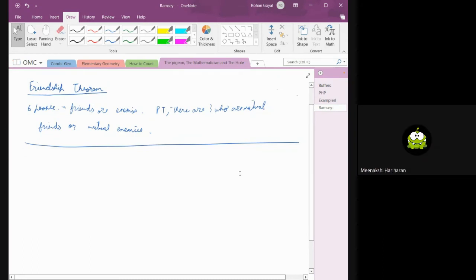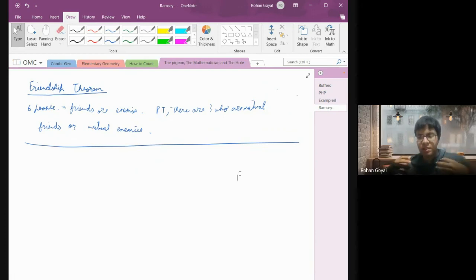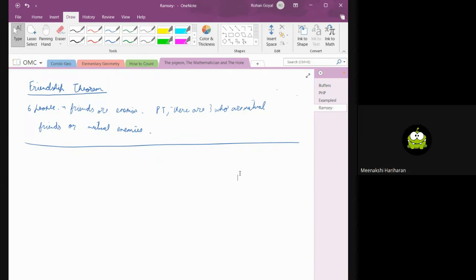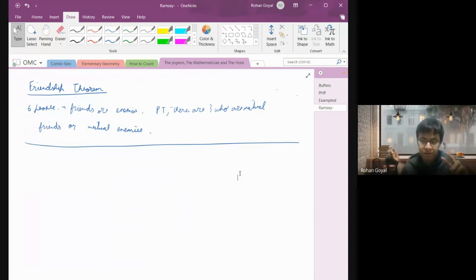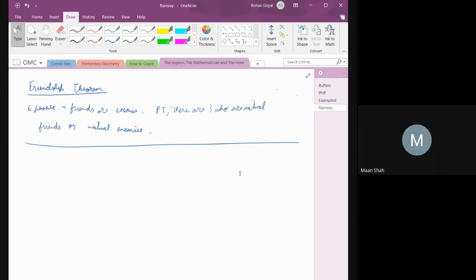Also, what does it mean by mutual friends or mutual enemies? If you can find 3 people who are all friends of each other or who are all enemies of each other. And you can in fact show that you can find 2 such triangles. Instead of asking you to find 1 such triangle, in fact there are at least 2 such triangles always. So can we start with a set with one person A and B? They are both enemies of each other. Okay.